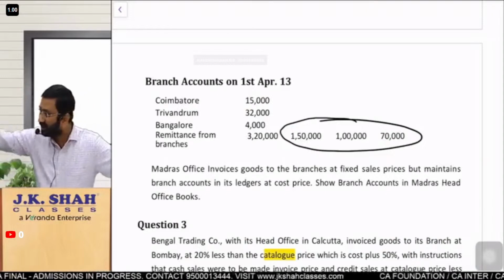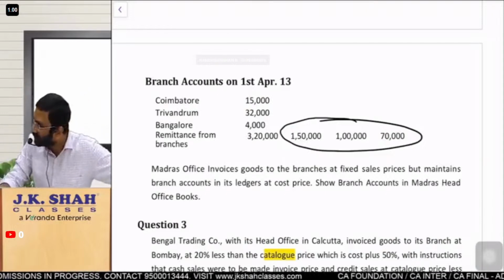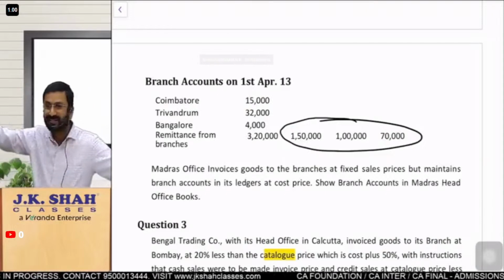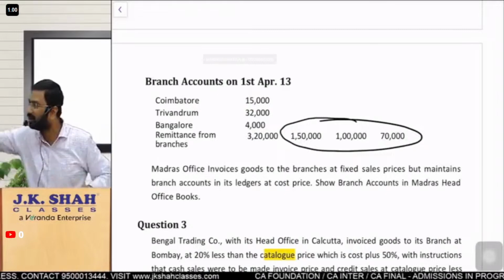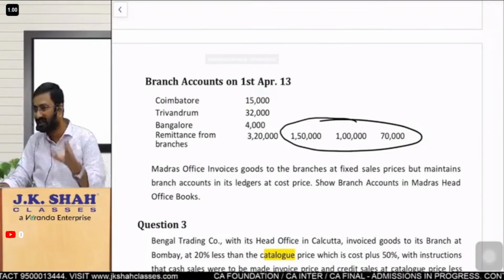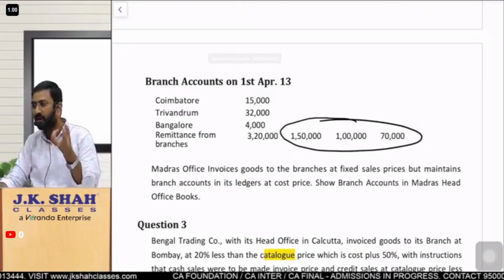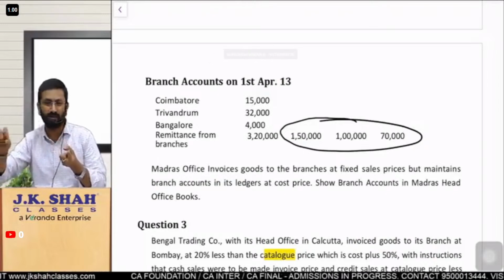Okay, what is the total remittance? All the 3 branches put together, 1,70,000. The total is what they have given there under 320. So the 320 is received by head office from all the 3 branches put together. Next.